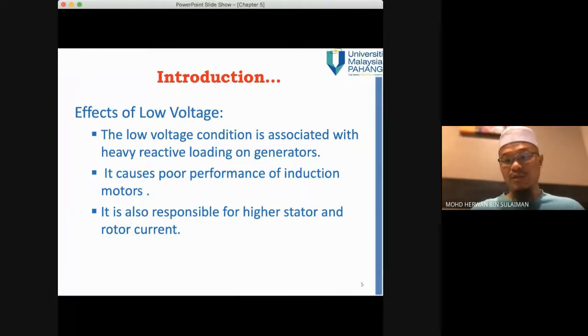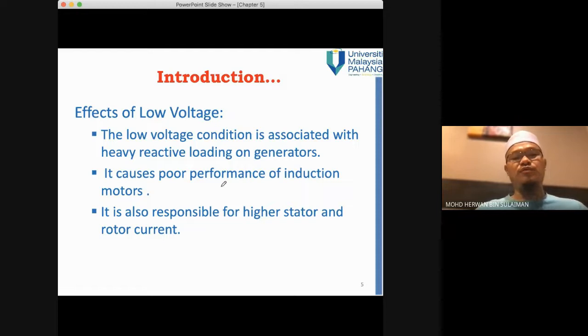Dia ada orang angkat tangan ni, kenapa? Ada soalan? Kenapa dia angkat tangan? Okay, so tak ada, kita proceed lah.